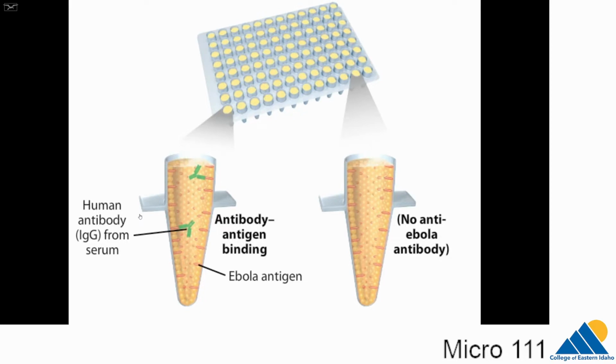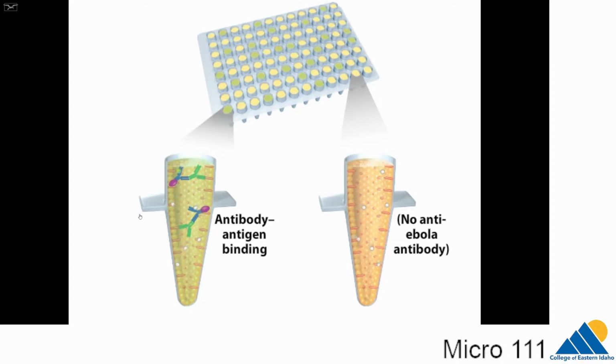A washing step removes unbound antibodies. A second antibody, conjugated to an enzyme, is added. This antibody binds to human IgG antibodies. This particular antibody comes from a rabbit, so it will not bind to itself. Washing removes unbound antibodies. Adding a substrate results in a color reaction in wells that have retained the enzyme-bound antibody.